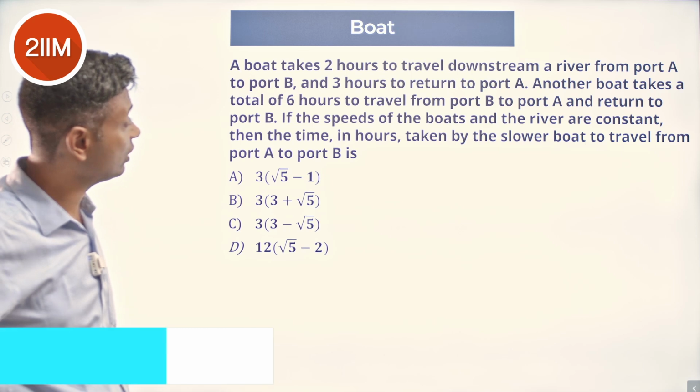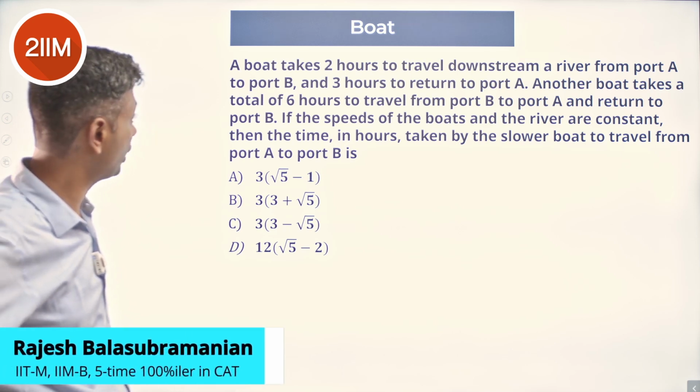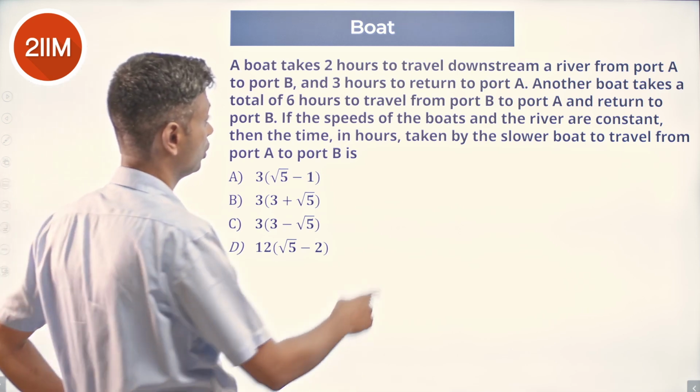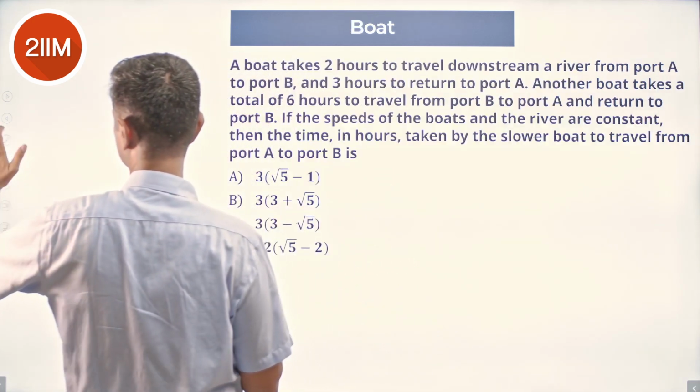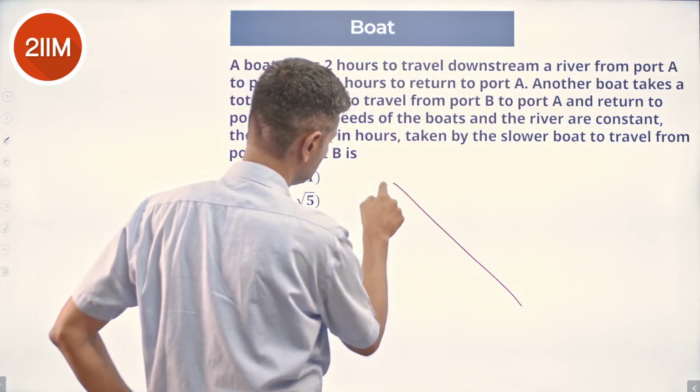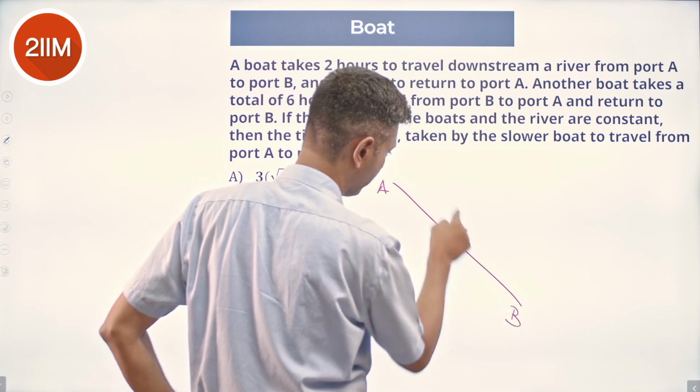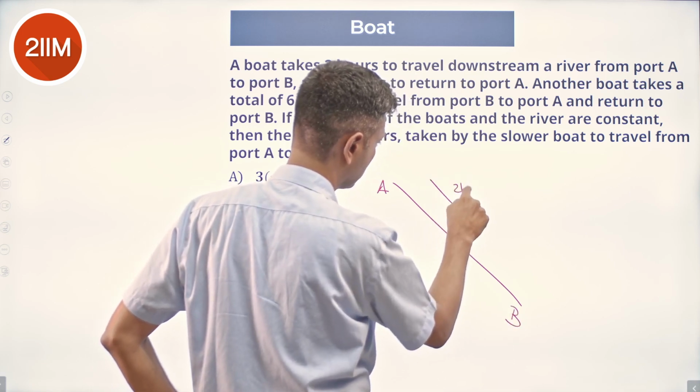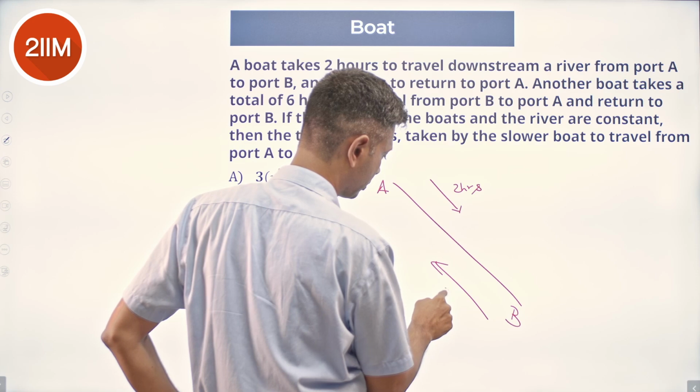A boat takes 2 hours to travel downstream a river from port A to port B and 3 hours to return to port A. Oopsie. So A to B, this is downstream, this is 2 hours, coming up is 3 hours.